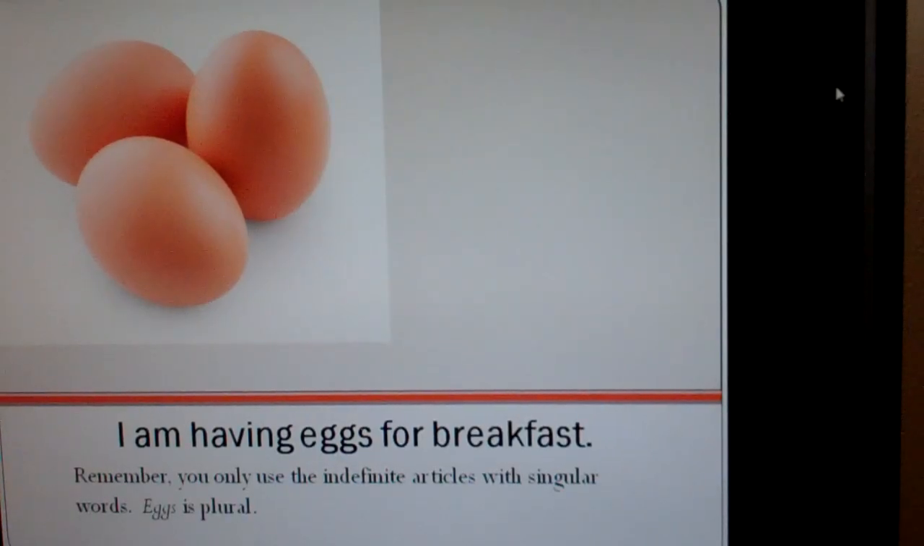I am having eggs for breakfast. Remember that you only use indefinite articles with singular words. Eggs is plural. If I had said, I am having an egg for breakfast, meaning one egg, then I would have used an. But since I'm having 3 eggs for breakfast, I omit it.